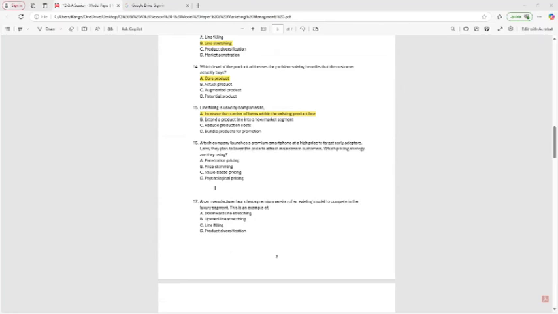Slide number 27, ඔයා පස්සේ බලන්න slide එක. Slide number 27. You can see price skimming. Launch a new innovative product at a high price and then gradually lower it over time as demand for early adopters is made. Price skimming මොකක්ද කියන්නේ?